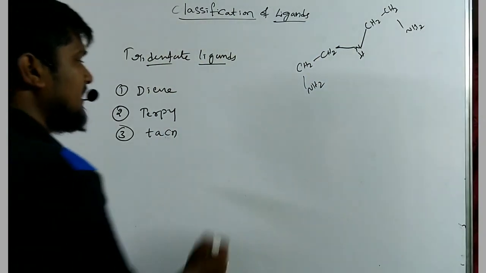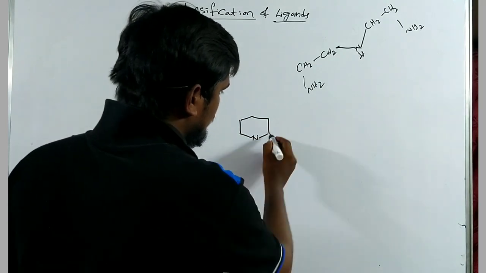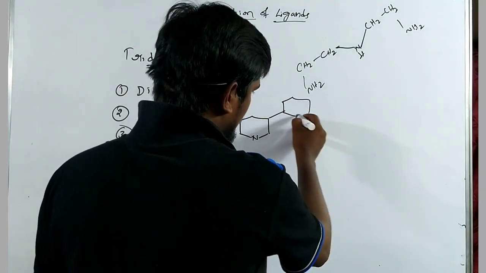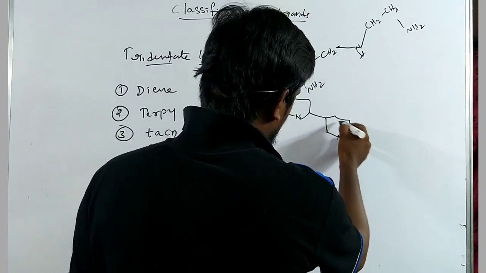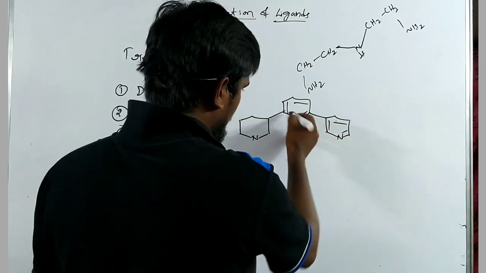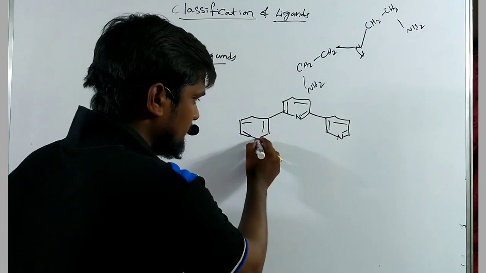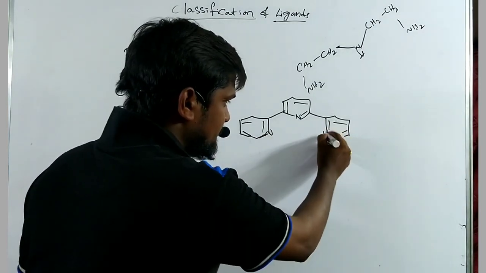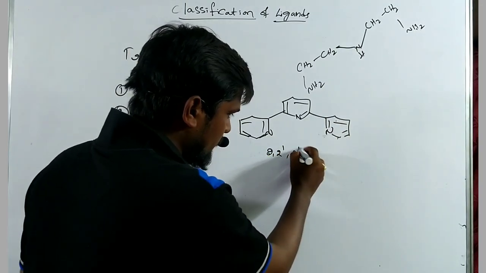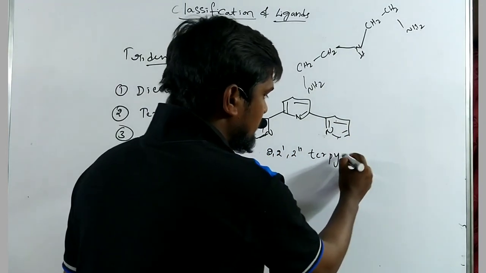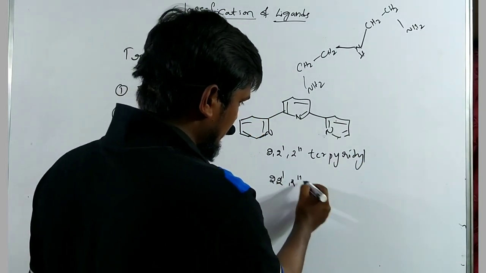The second one is terpyridyl. Sorry, I made a mistake. This is called 2,2',2" terpyridyl. Simply it is known as 2,2',2" terpy.